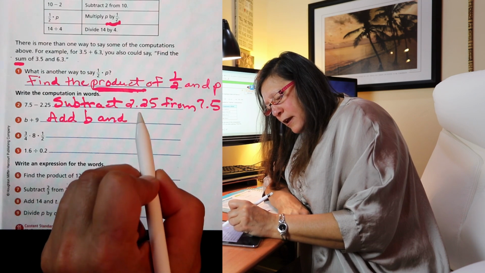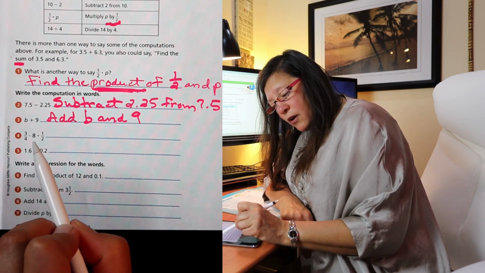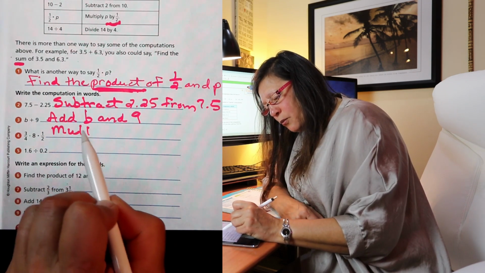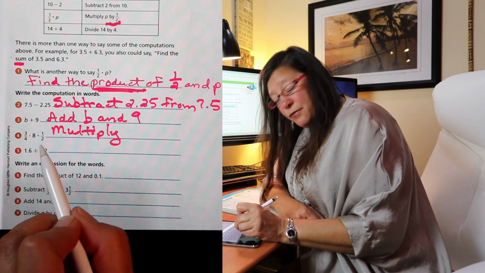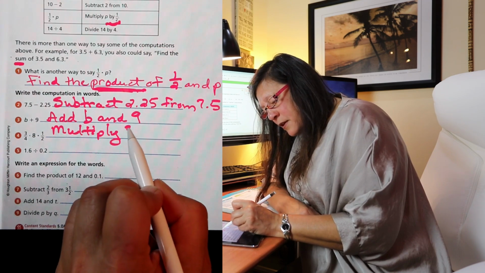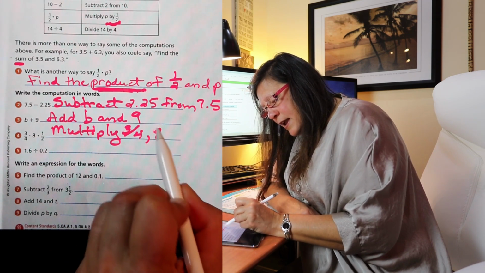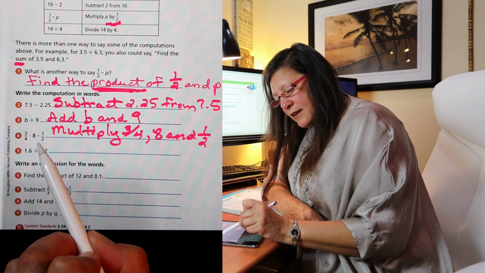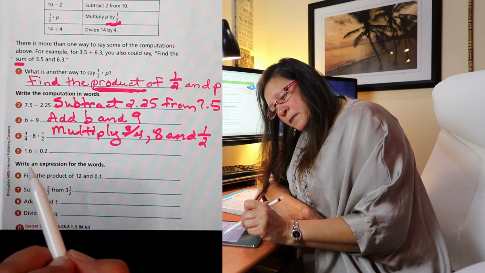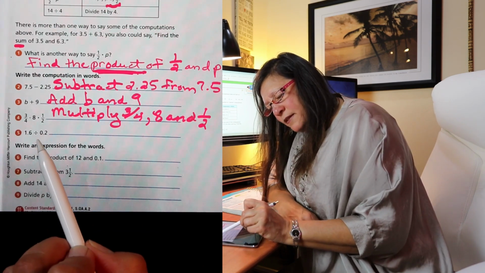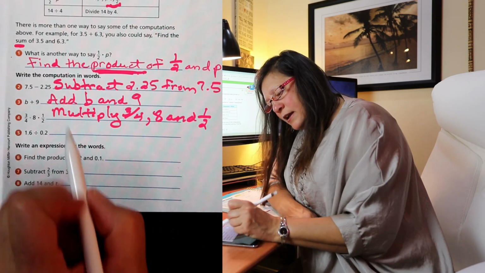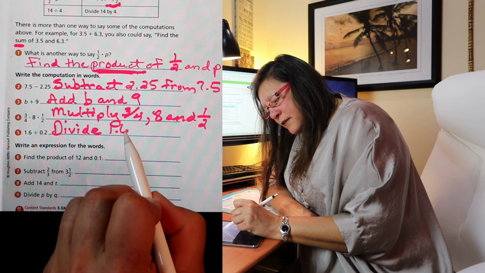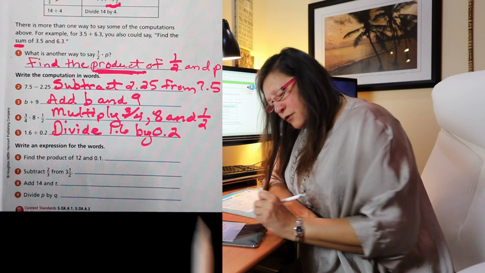b, and 9. Number 4 has 2 multiplications, but you're still just multiplying. So we're going to start with the word multiply. And because we have 3 numbers that we're multiplying, we can use commas. So 3/4, comma, 8, and 1/2. First you would multiply the 3/4 times 8, and then you would multiply your answer times 1/2. Number 5, 1.6 divided by 0.2. Again, start with the operation word, divide 1.6 by 0.2.